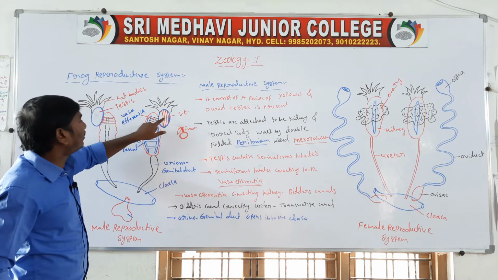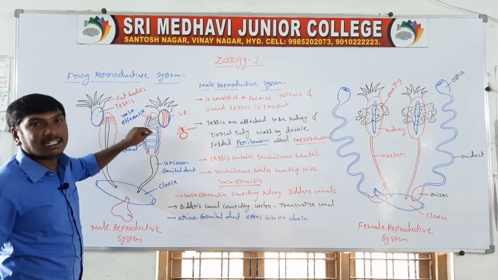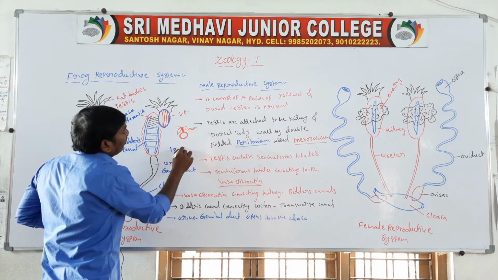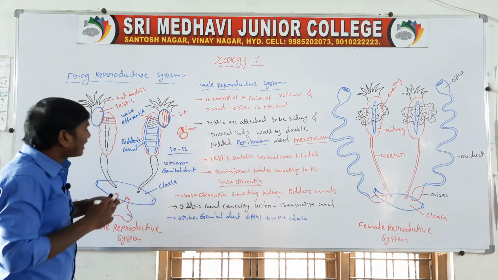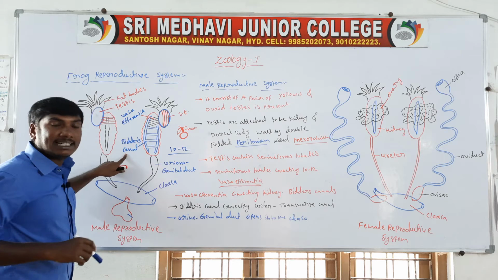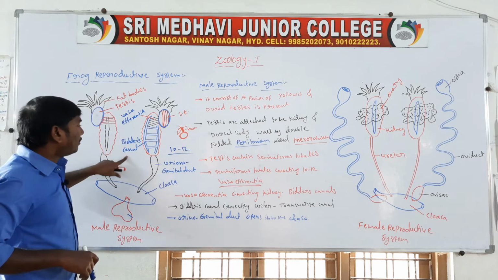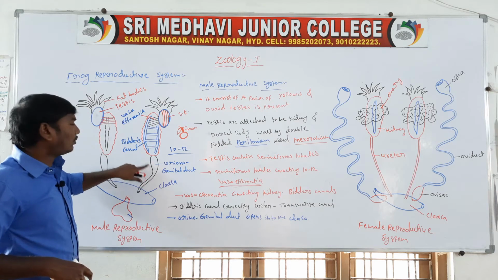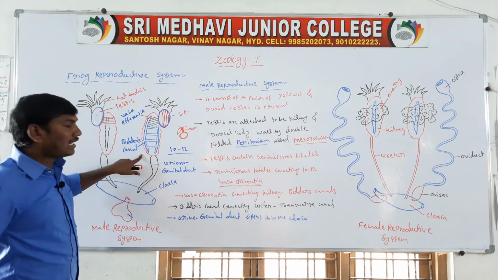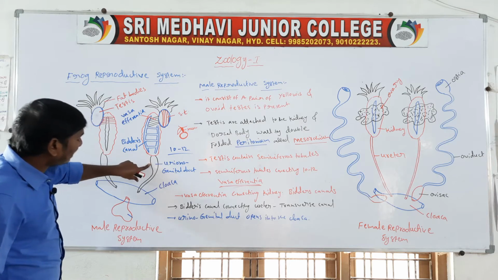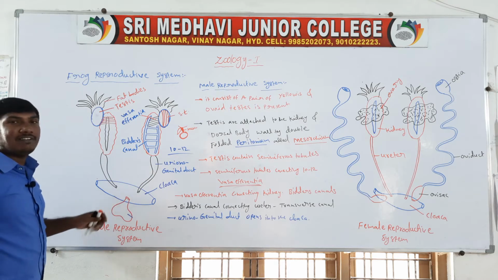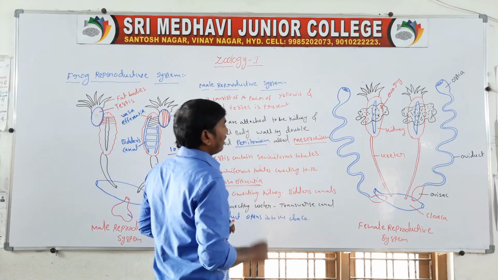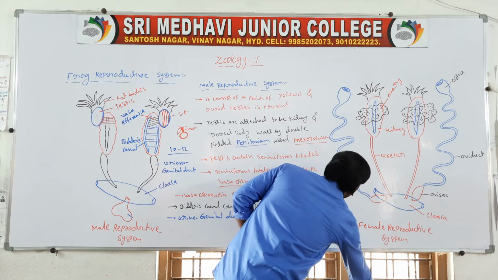These seminiferous tubules connect to the vasa efferentia, numbering 10 to 12. The vasa efferentia connect to Bidder's canal of the kidney, and then to the ureter through the transverse canal. The urinogenital duct finally opens into the cloaca. So this is the male reproductive system. Next, the female reproductive system.